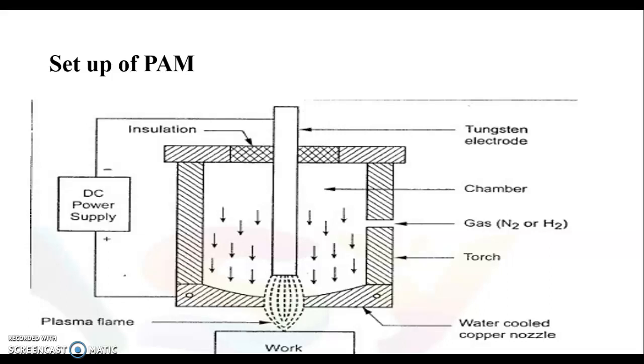This is the setup diagram of plasma arc machining. It consists of a number of parts, that is plasma cutting torch, tool and workpiece, then gas supply unit, cooling system, and power supply system.